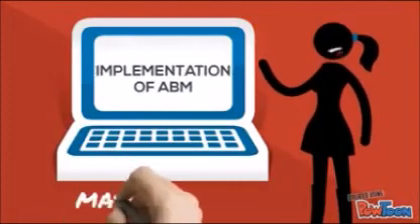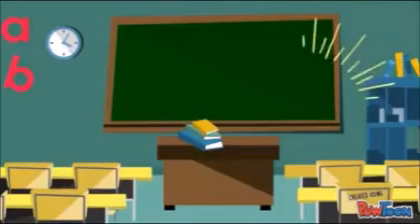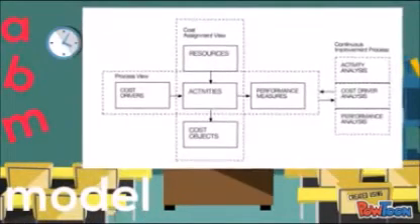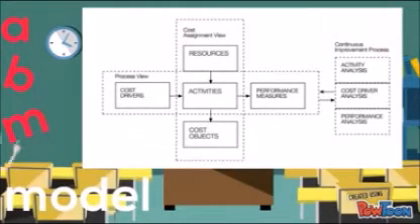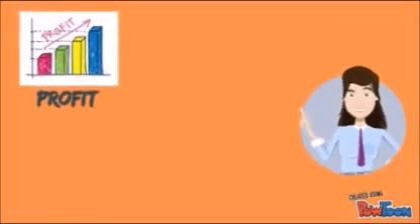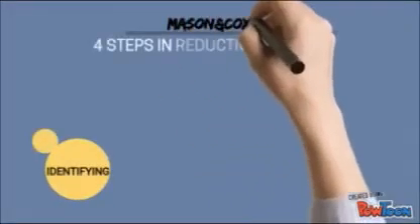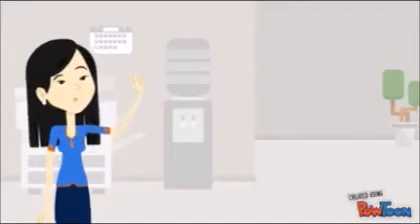Next, the implementation of ABM in Mason and Cox production process. From the diagram, ABC provides info about activity, cost drivers, performance and cost object of the product, while ABM focuses on analyzing that information in order to improve profitability and customer value. From this, Mason and Cox came up with 4 steps to reduce costs.